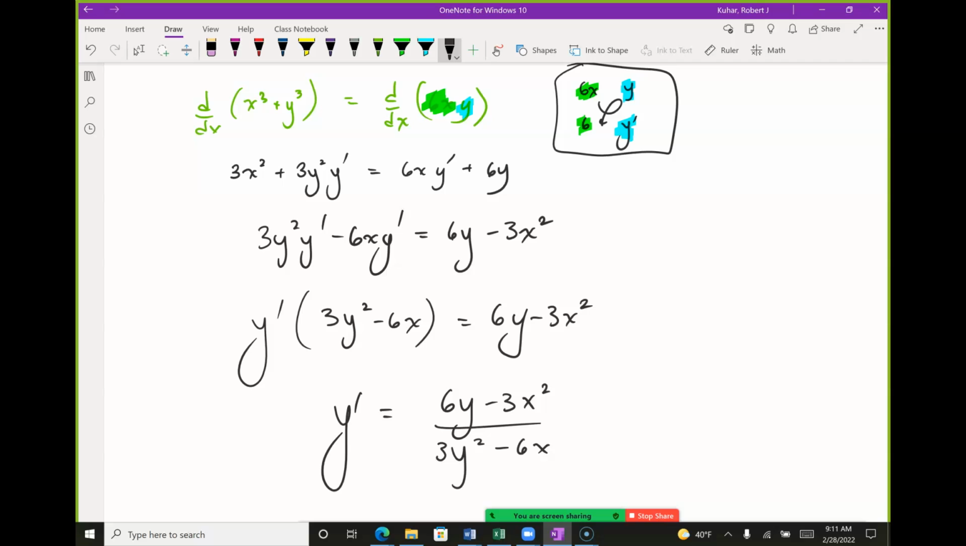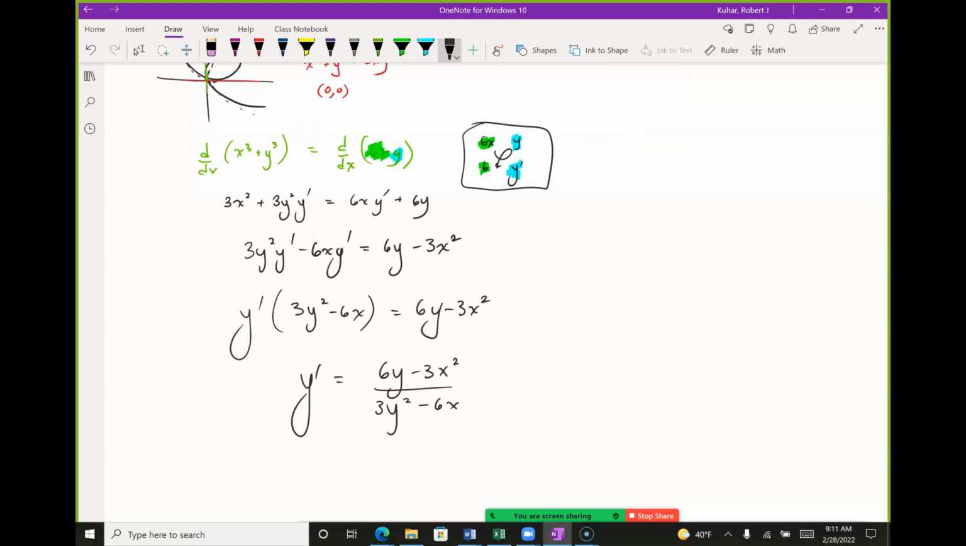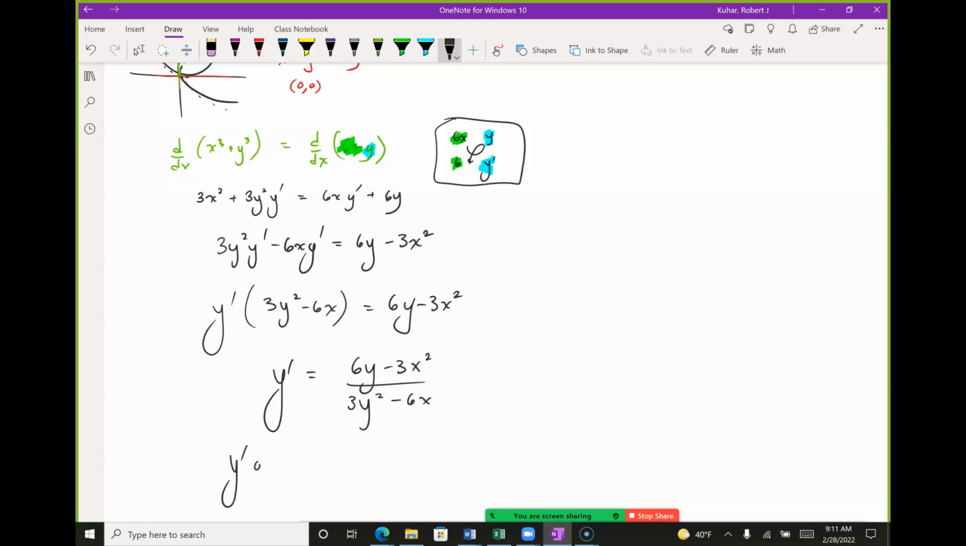But notice what happens at 0, 0 here, right? y prime at 0, 0. Look at what happens. I get 0 over 0. We're going to make that connection to the graph. I get a vertical tangent. I get a horizontal tangent. When the numerator is 0, I get a horizontal tangent line. When the denominator is 0, I get a vertical tangent line.